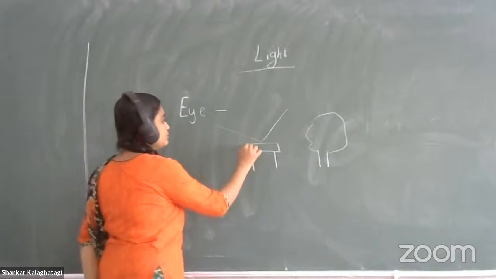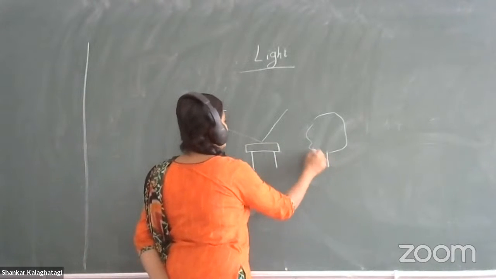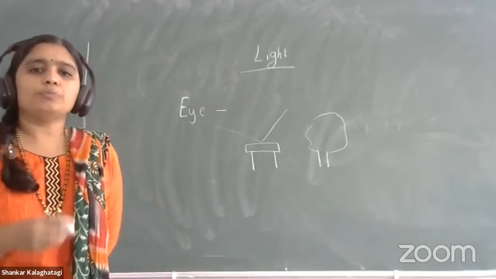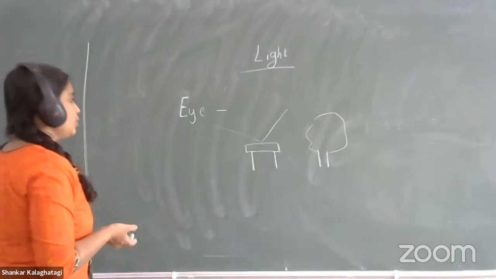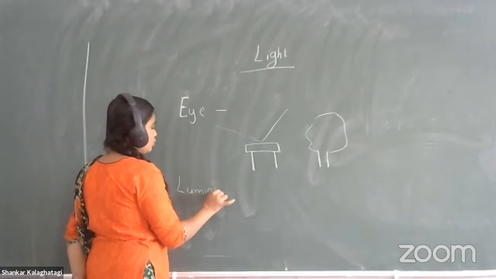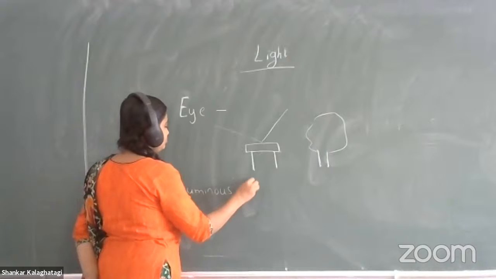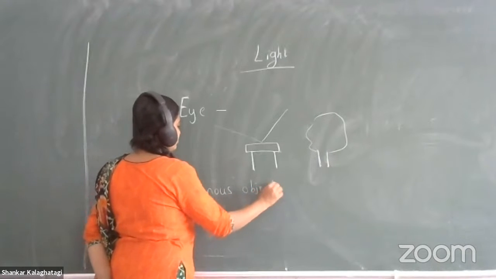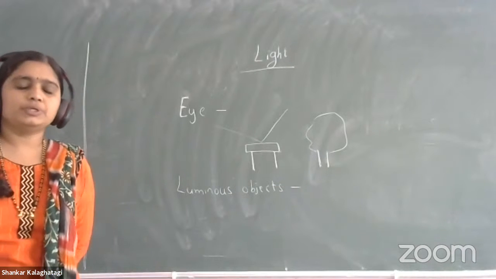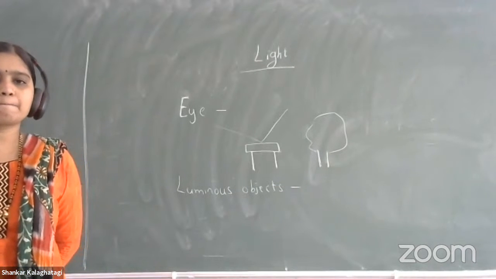So these objects we call non-luminous objects. Non-luminous objects means what? Objects which cannot generate their own light. Okay, you know luminous and non-luminous objects. So luminous objects means objects which generate their own light.